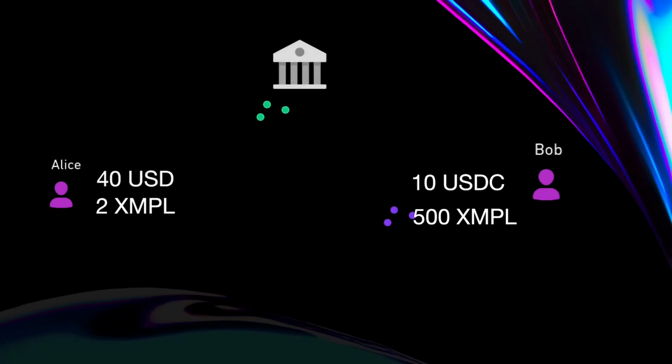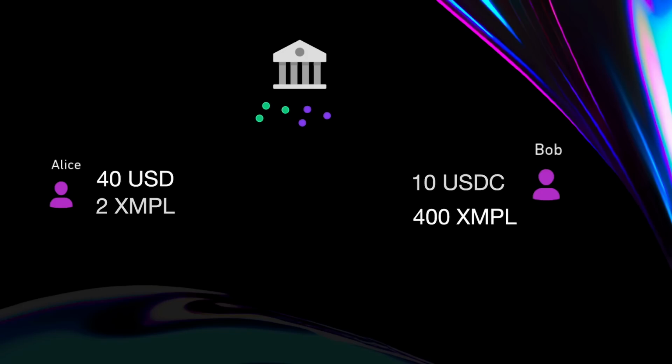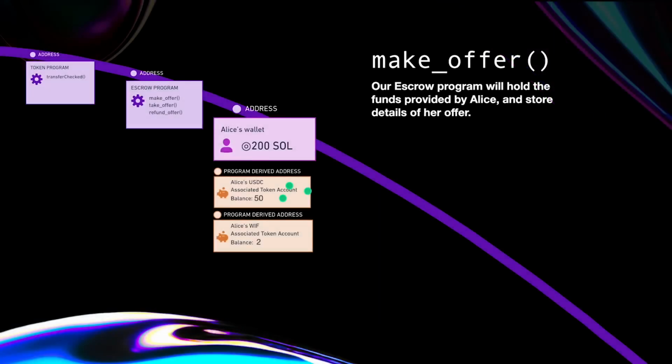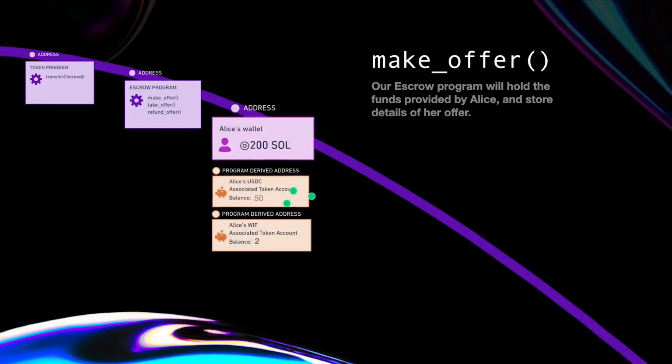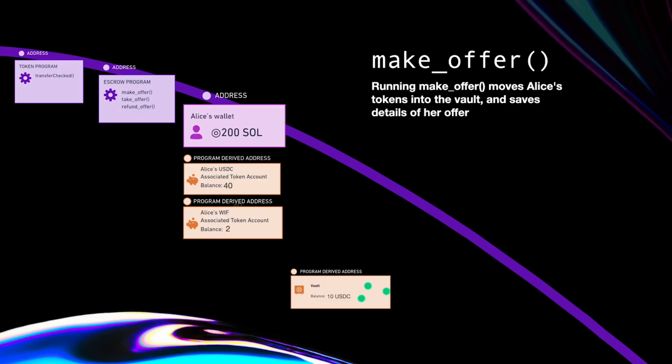In the traditional finance world, when Alice swapped with Bob, there would usually be someone in the middle holding the funds temporarily and taking a percentage of the transfer for themselves. But in blockchain, this is solved with a swap program, also called an escrow. Our program will transfer the funds provided by Alice into a vault account and store details of her offer, like the amount and type of token she wants, in another PDA.